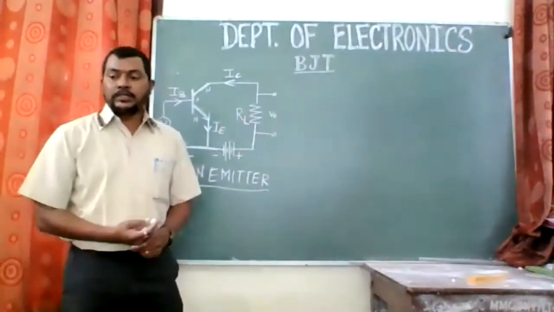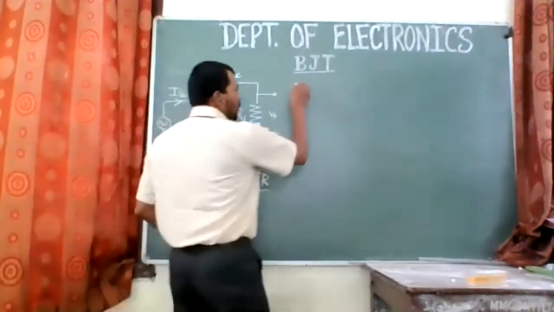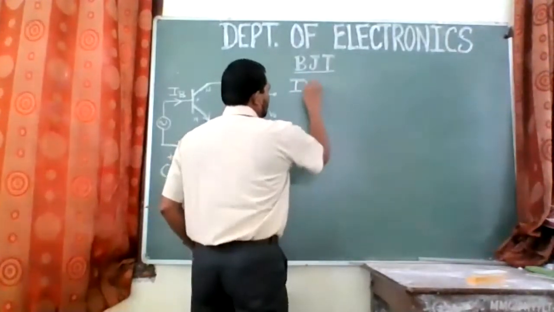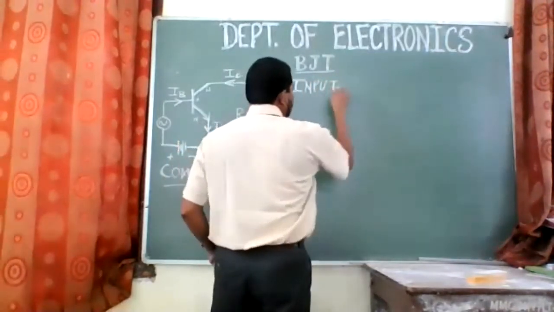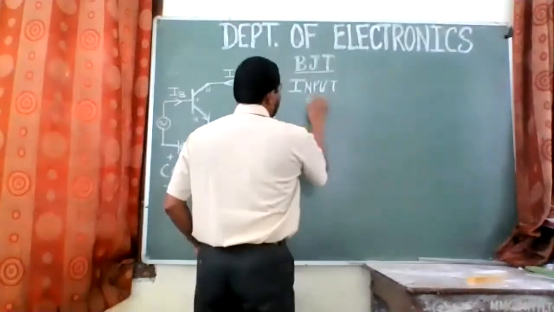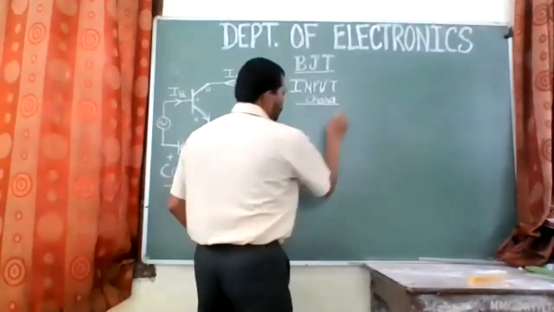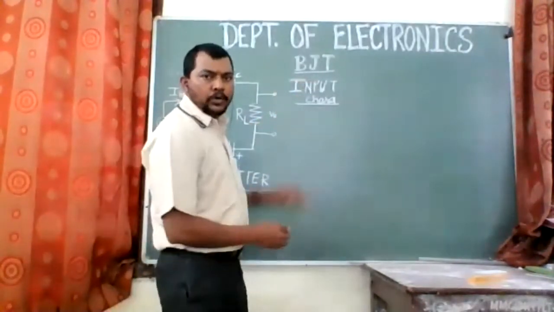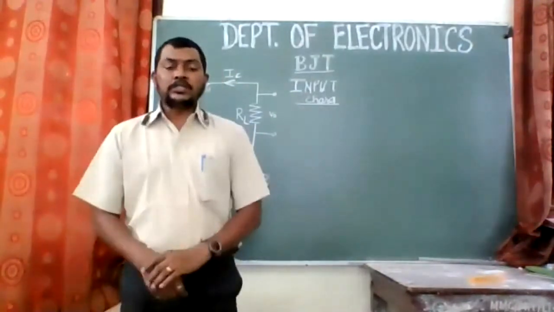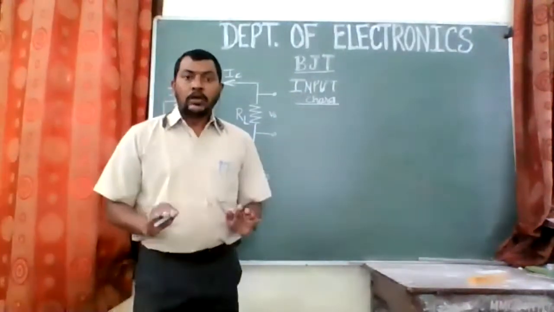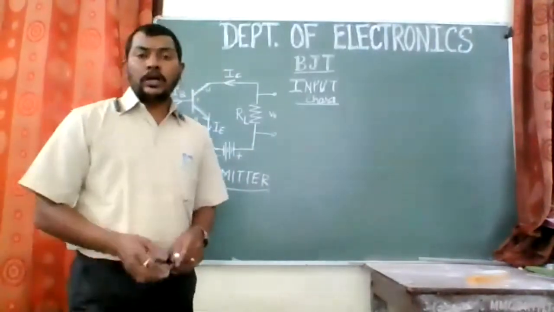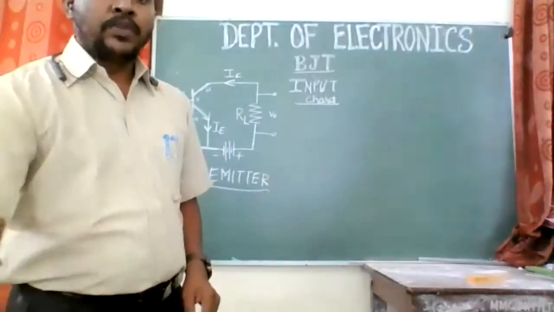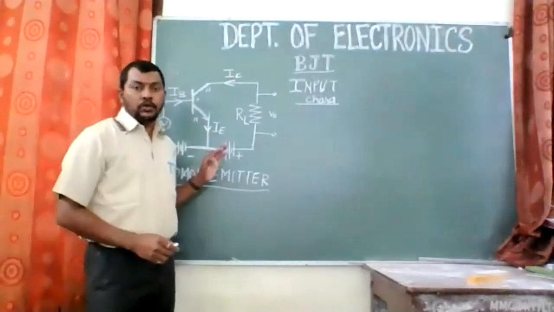Now, what are the characteristics? The first characteristic is called the input characteristics. I will write that. Input characteristics is nothing but the input resistance. Now what should be the input resistance over here? You know the formula according to Ohm's law: resistance is defined as voltage upon current. That is called the input resistance.